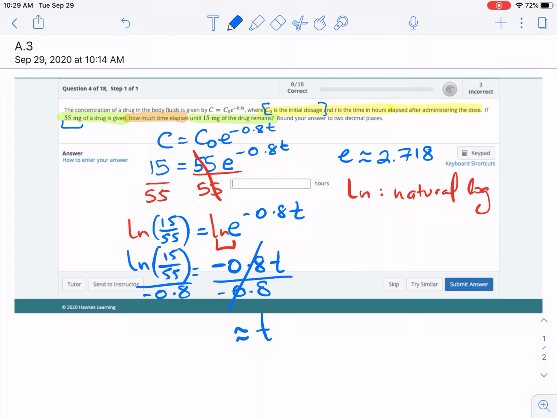So here I have my Desmos calculator on a different screen. I'm pulling up the scientific calculator. I'm going to put natural log, parentheses, 15 divided by 55, close parentheses, the whole thing divided by negative 0.8, which gives me approximately 1.62 hours. And that should be your answer.